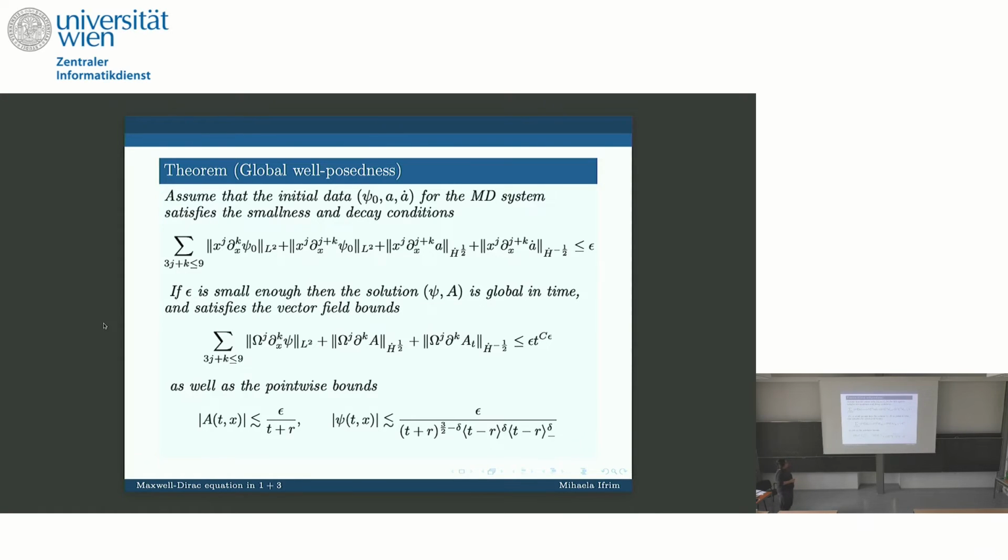So then if this smallness condition holds, we claim that we have a global solution, psi and a, that satisfies this bound globally in time, but it has this growth that you see in here. So it is t to the c epsilon. And we claim that this is going to lead us to those pointwise bounds that I'm going to comment on in a little bit. As you can see here, A, which is the electromagnetic potential, is going to decay like 1 over t, basically.